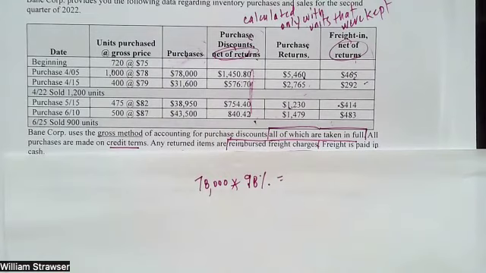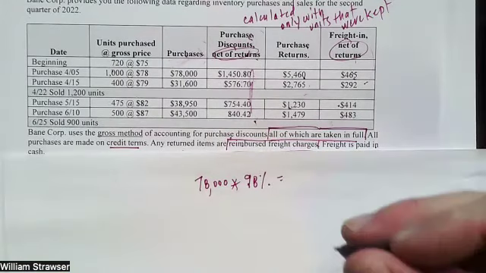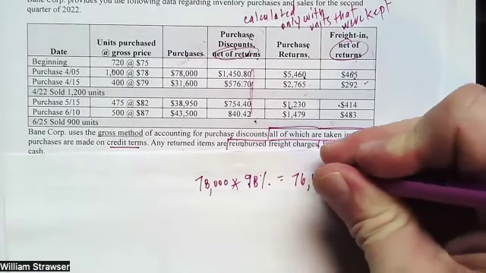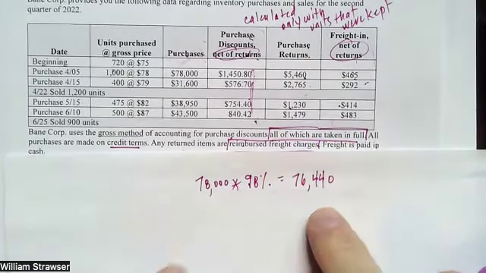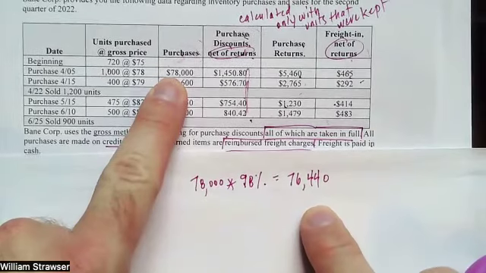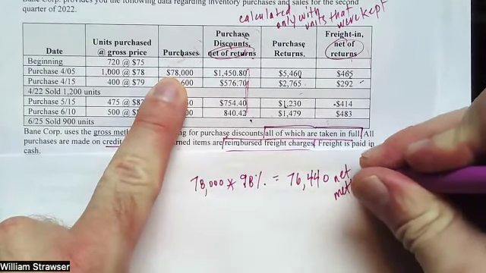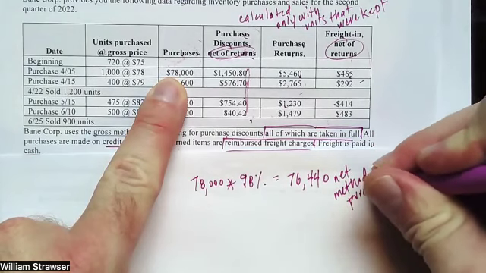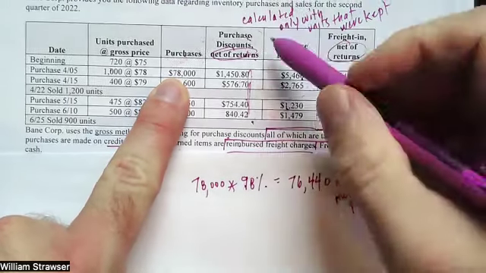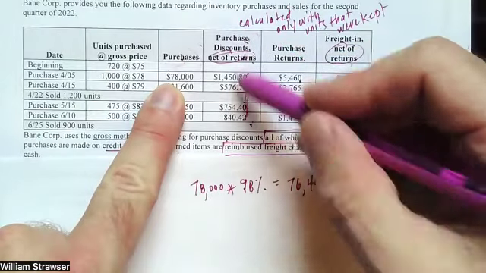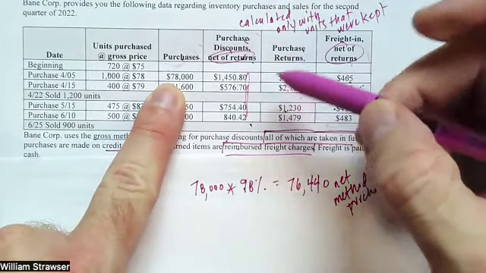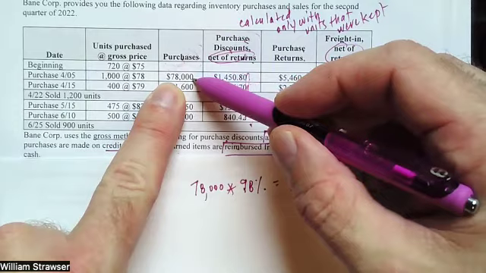Oops. 78,000 times 0.98, which would be 76,440. Okay. That would be now under the purchases for the net method. We wouldn't have a purchase discounts account because all the discounts are being taken out of this.